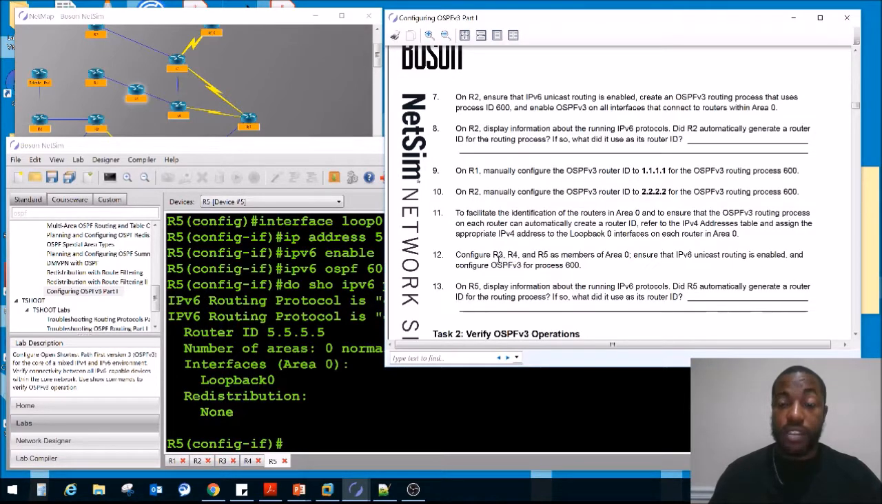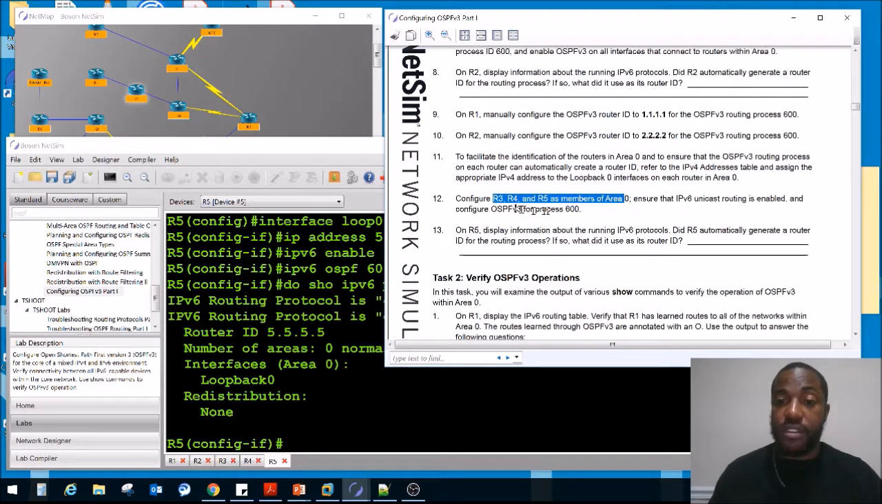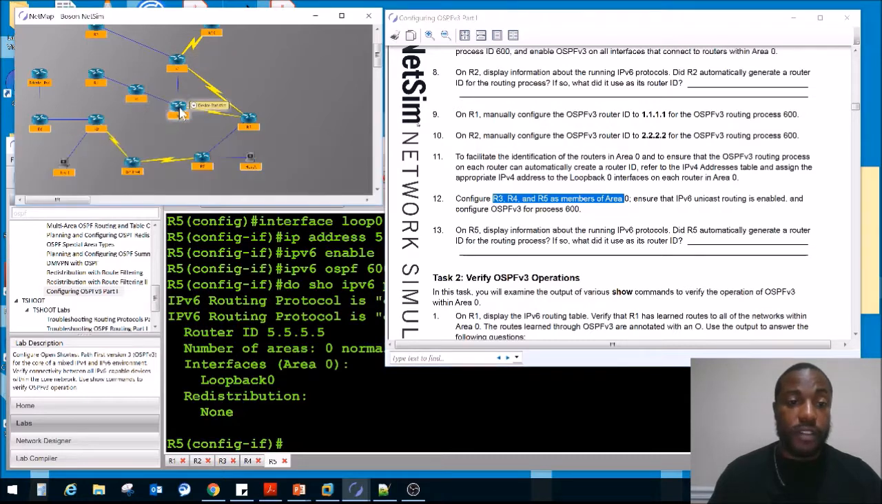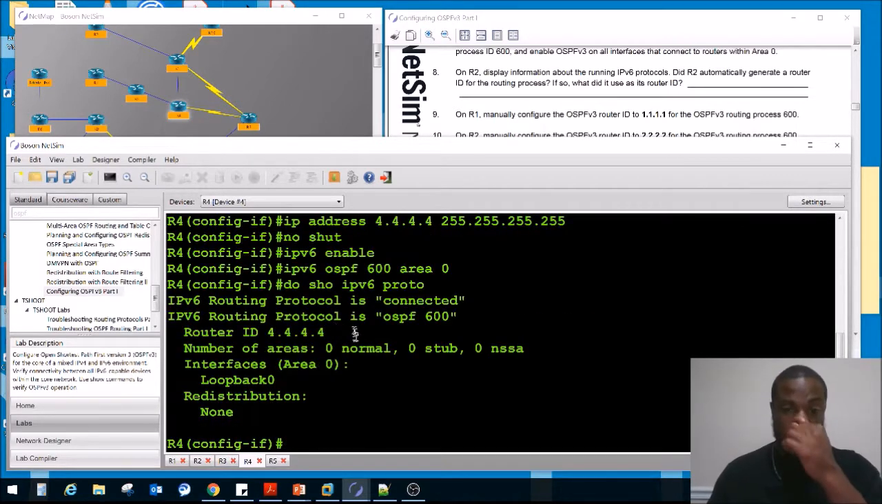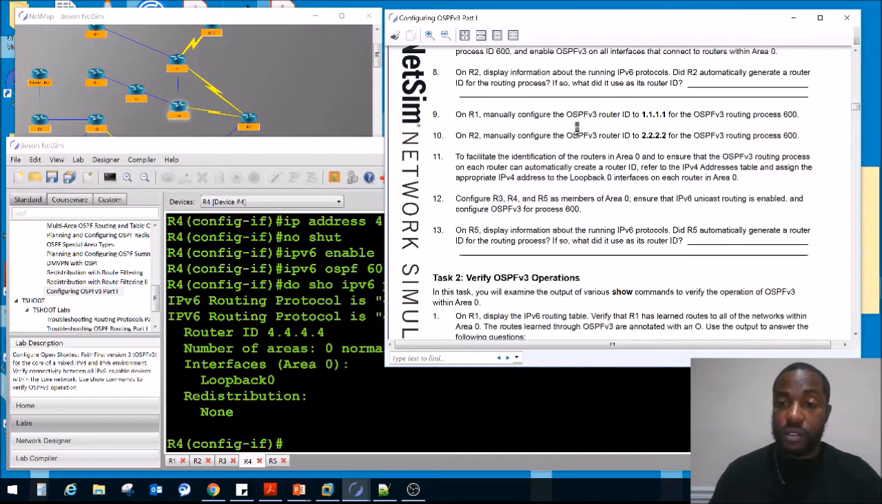I don't know what they're saying. They want the routers to be members of area 0, I believe, not the interface. They didn't specify interfaces, but whatever. Believe we did that already, but let's work our way back and double check. Do show IPv6 protocols. He's running 600, quad 4 is his router ID, and the loopback is in area 0, not those physical interfaces.